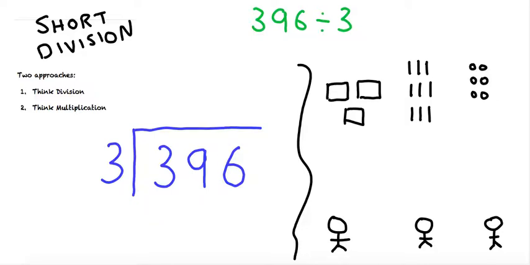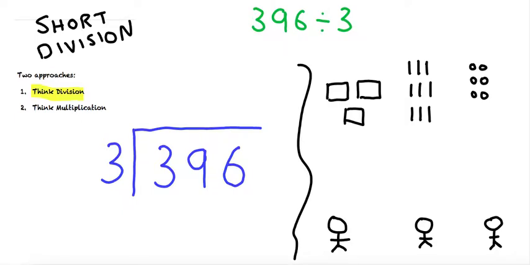So there are actually two ways to approach short division. The first approach is by thinking division, and the second approach is by thinking multiplication, because of course division and multiplication are really closely related. So I'm going to show you both methods, both approaches, and then you can choose which one is best for you. So first we're going to look at thinking division. So let's have a look.